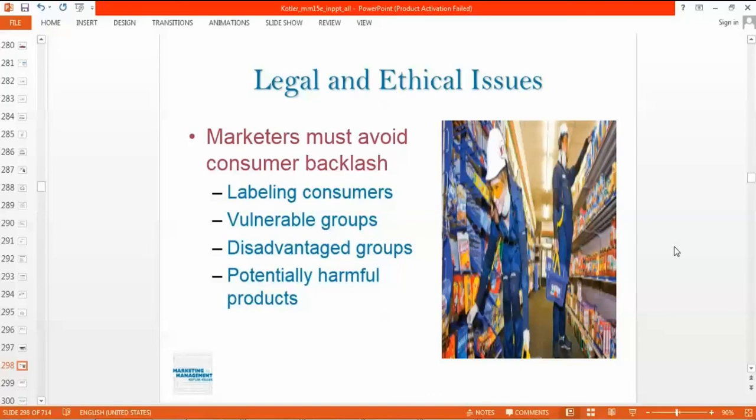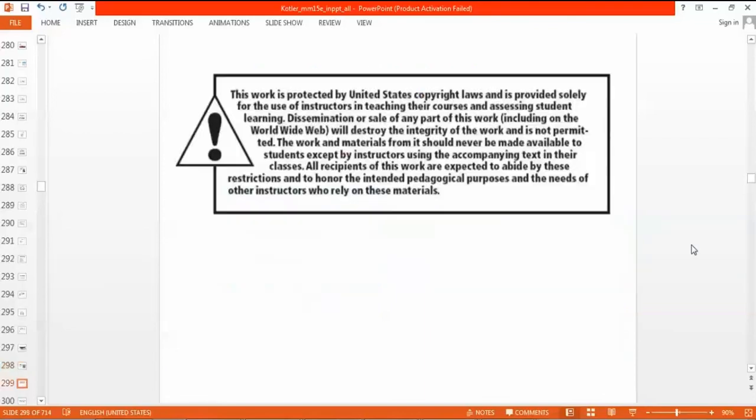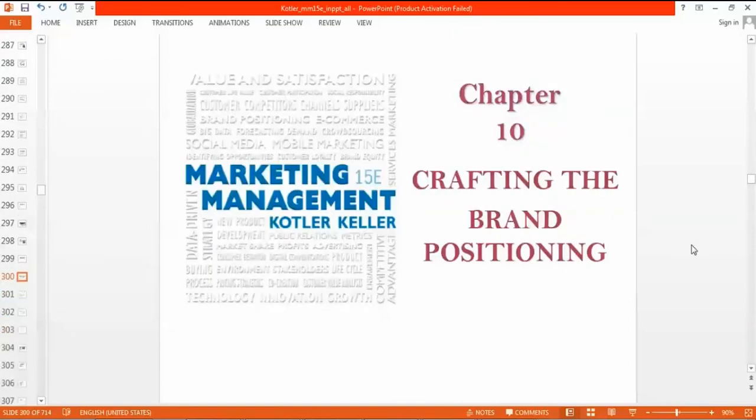And also vulnerable groups. Be careful with that: disadvantaged groups and potentially harmful products. There are ethical issues there. Right, so that's on the segmentation. Any questions on the segmentation? Capisce?